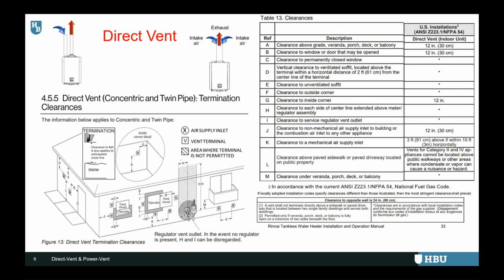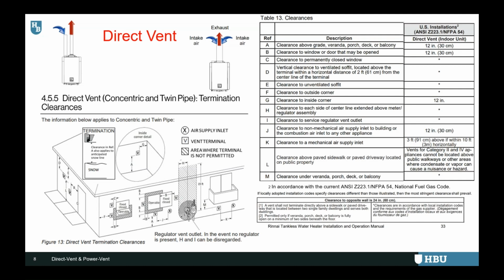Clearance to non-mechanical air supply inlet to building or the combustion air inlet to any other appliance. You're going to need 12 inches on that one. Clearance to a mechanical air supply inlet, 3 feet above if within 10 feet horizontally. Always verify the specific clearance with the St. Louis County amendments. Clearance above paved sidewalk or paved driveway located on public property.